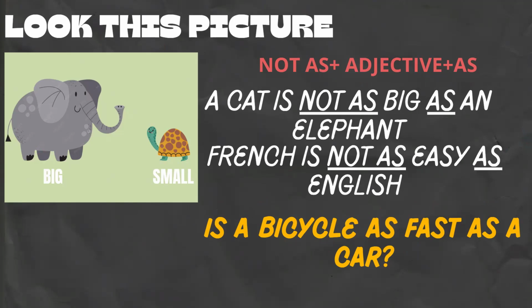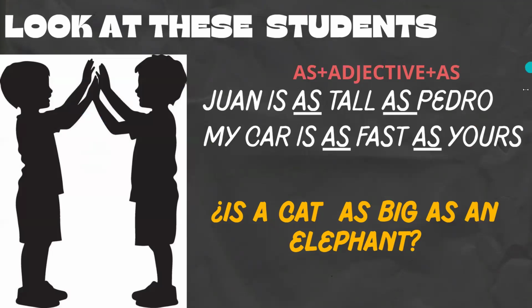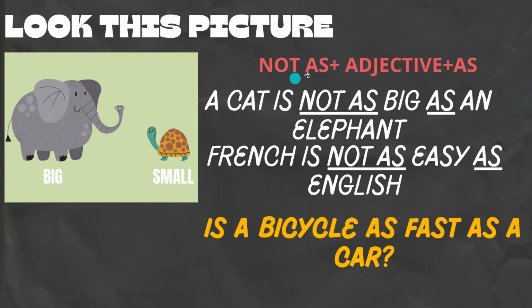Randall, what can you see? Yes. What can you see? I see two animals. A big one, the elephant, and a small one, the turtle. Okay. You can realize that in this topic, we are going to learn not the same. Here it is different, where we use this form: not as plus adjective plus as.